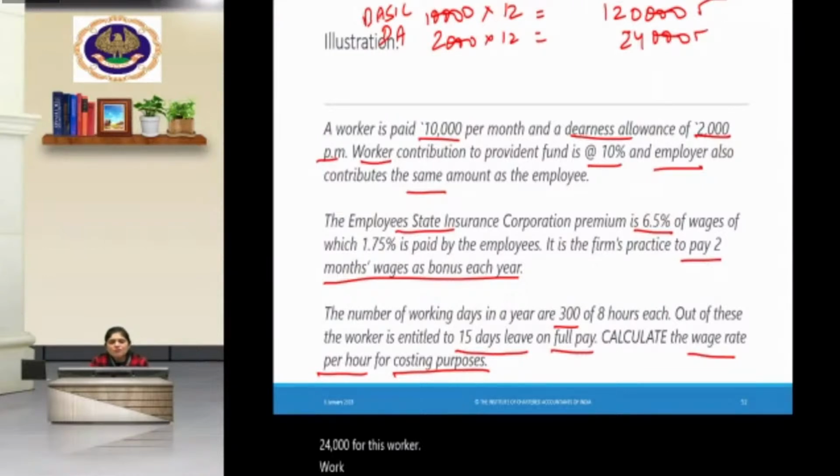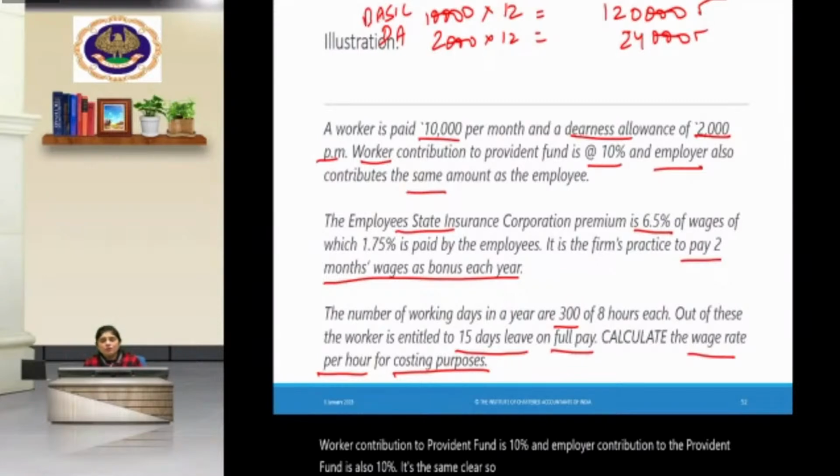Worker contribution to Provident Fund is 10% and employer contribution to the Provident Fund is also 10%. It's the same. So employer and employee contribution is 10%. Can you calculate the PF contribution? Which will be taken? Will we be taking 20% or 10%? Will we take the employer contribution or the employee contribution or both? Please answer me. Here, now we have to take the Provident Fund contribution. Let me see who gives me this answer.